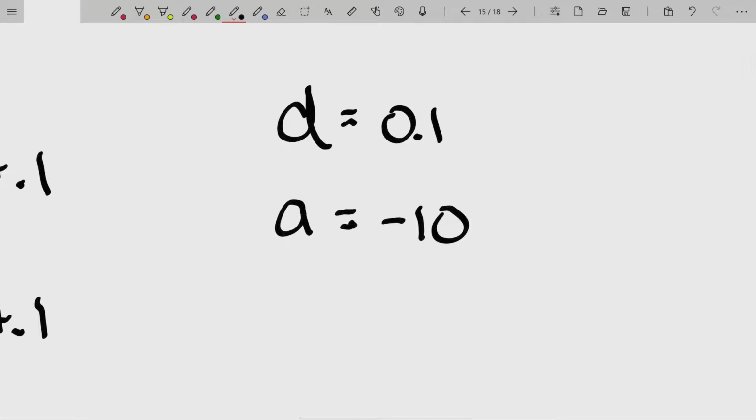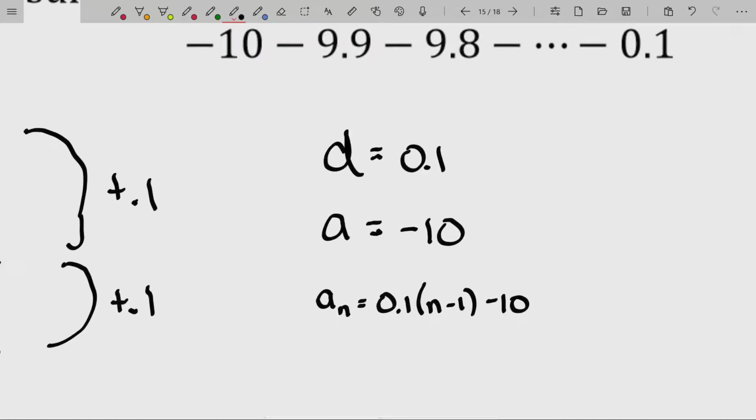So the formula that I'm looking at for my sequence will be D times n minus 1 plus A. And A is negative, so it's minus 10. You could double check that this is correct. Let n equal 1, and you will get 1 minus 1, which is 0, plus negative 10, or in other words, negative 10.